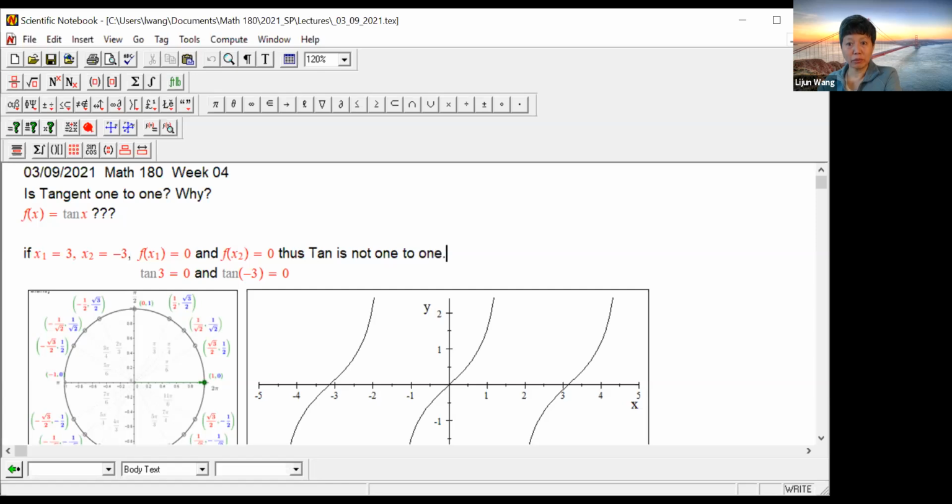Is tangent 3 equals 0, 3 radians? That can be easily verified, right? Can you verify for me? You can use your calculator.